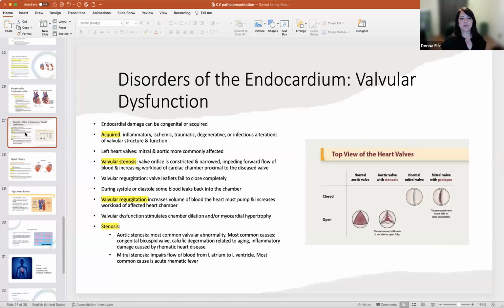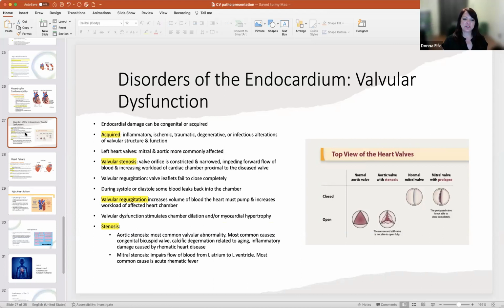Disorders of the endocardium: valvular dysfunction. Endocardial damage can be congenital or acquired. With acquired, there are inflammatory, ischemic, traumatic, degenerative, or infectious alterations of valvular structure and function. The left heart valves, the mitral and aortic, are more commonly affected. In valvular stenosis, the valve orifice is constricted and narrowed, impeding forward flow of blood and increasing the workload of the cardiac chamber proximal to the diseased valve.